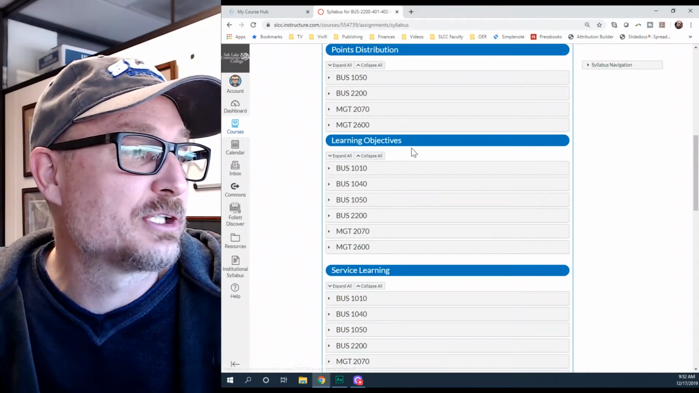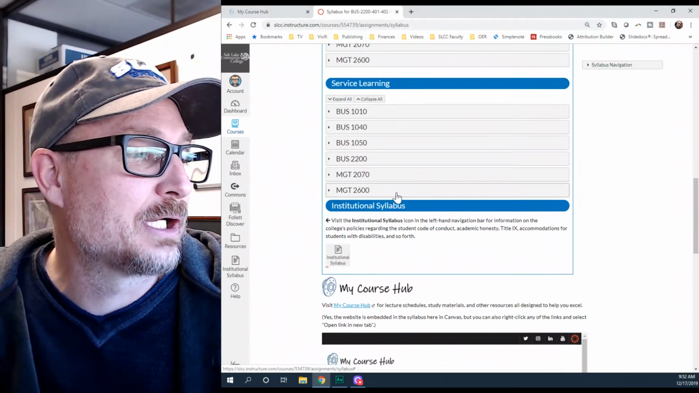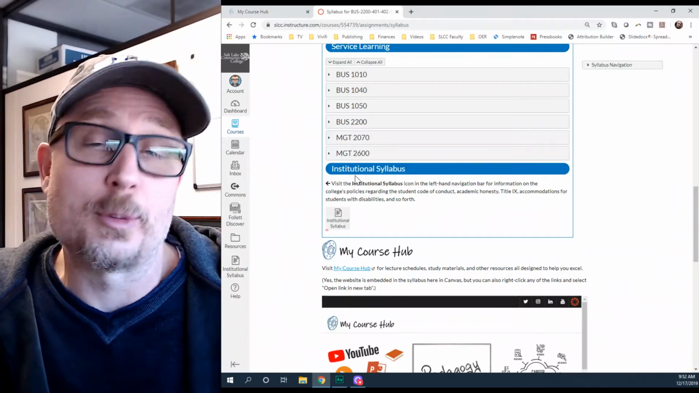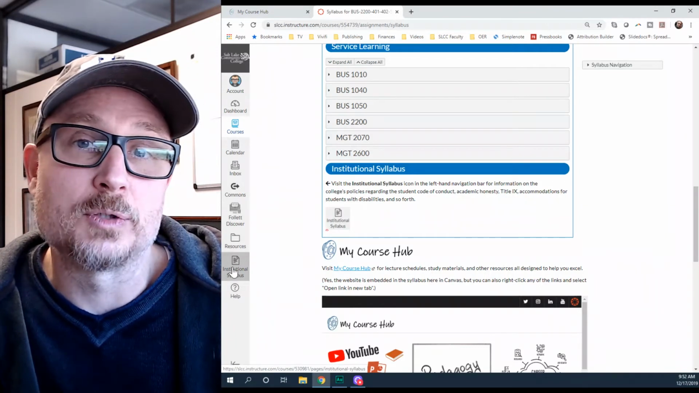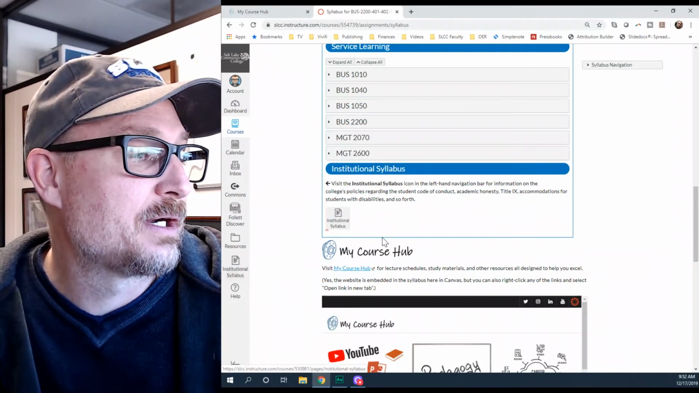Points distribution, learning objectives, service learning. If you want to know more about the institutional syllabus, it's right over here, okay? So you just look for that icon there.